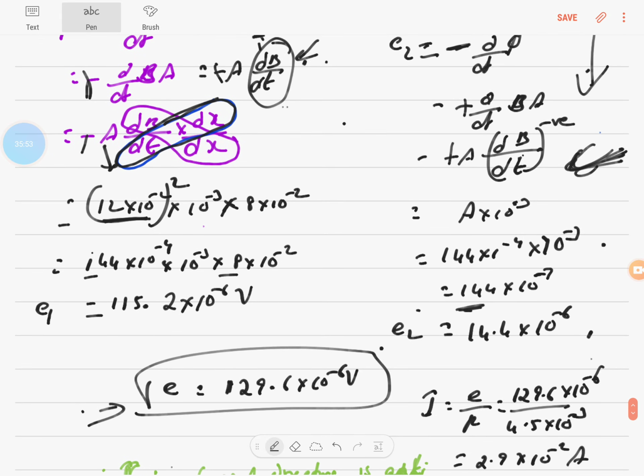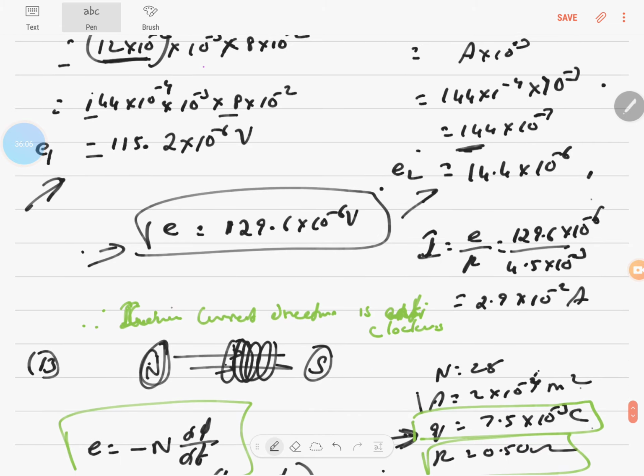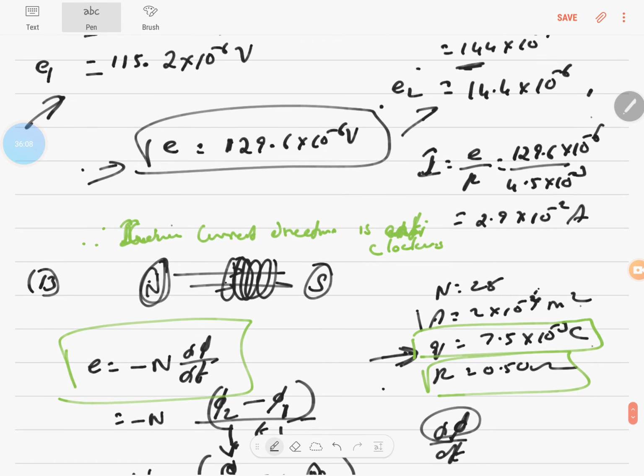So substitute that, and this is a different sum. You get an EMF due to the position, and you get an EMF due to the time, and you have to add both the EMF so that you get the resultant EMF induced. And to find a current, E by R, resistance is given, you can find the current in the circuit. So let's go to next question.